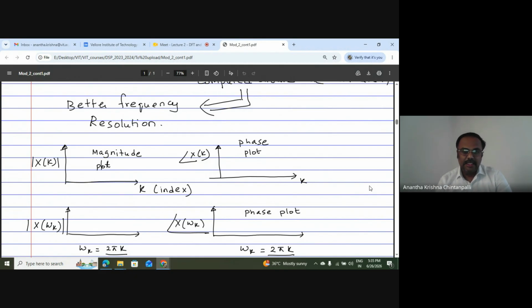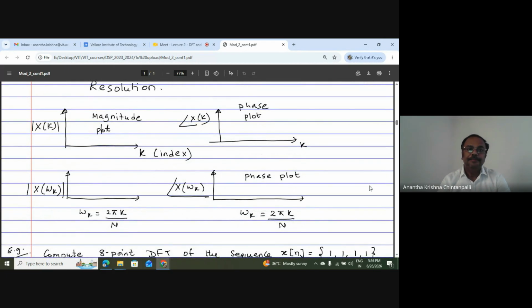So in that case, it's always better to have a higher frequency resolution. Thereby, what we can do here is apply zero padding. With better frequency resolution, we may come closer to the true representation of the frequency that exists in the signal. We may come closer, we may not hit the actual value. Okay, that we need to understand.